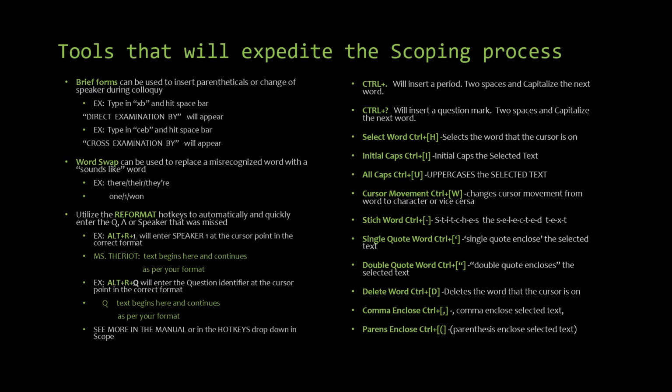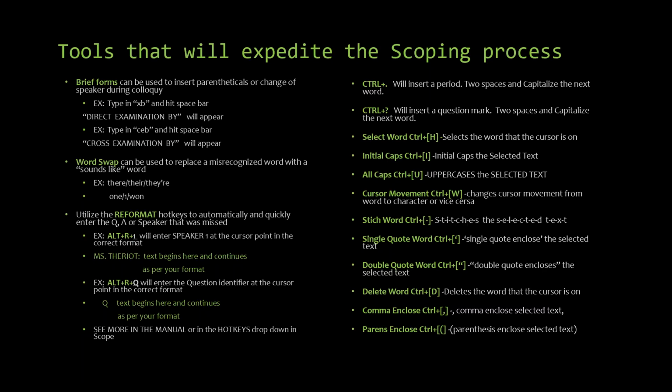Here are just some of my personal favorite tools for expediting the scoping process. Using brief forms, meaning that you type in something that is brief. My first example is XB. I type in XB and the words DIRECT EXAMINATION BY in all caps appear right there on my screen as I'm typing. Same thing with CEB. I type in CEB and hit either the space bar, the tab key, or the enter key, and that will expand CEB to CROSS-EXAMINATION BY.